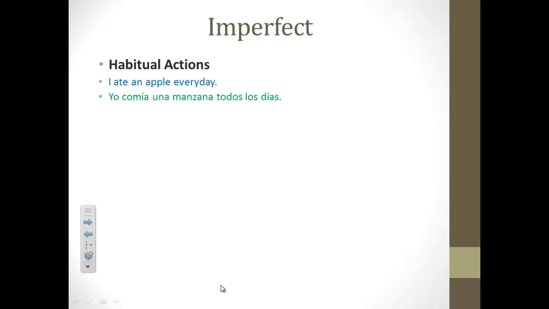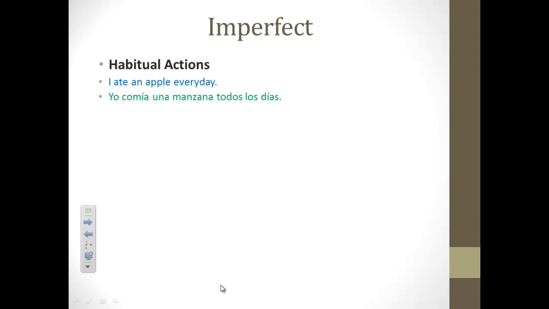To translate that, yo comía una manzana todos los días. Take a second there. Compare how that contrasts with the preterite. Look at rule number 1 under preterite and rule number 1 under imperfect. They are essentially almost the same sentence. The preterite one says, I ate an apple this morning, whereas the imperfect sentence says, I used to eat an apple every day.